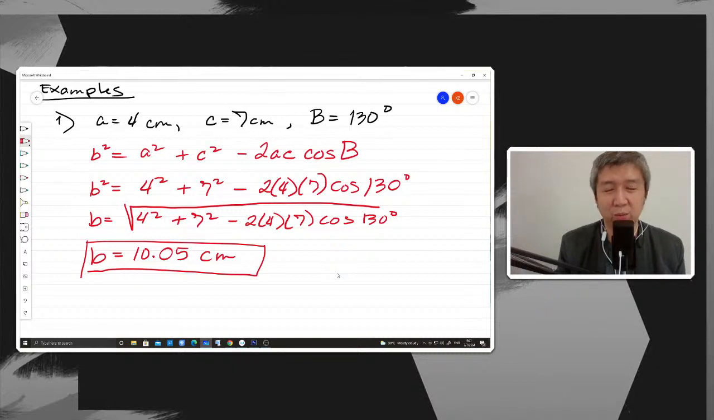So now we have the complete sides. Now let us go to the angles. Later on, once you are finished copying.